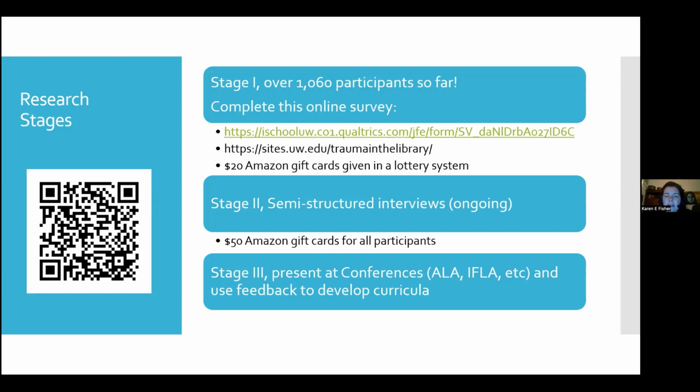The second stage is semi-structured interviews, and these are ongoing. You can volunteer for this through the survey, or you can just reach out to us. And we're giving all participants in the interviews a $50 Amazon gift card. The third stage has gone a little bit sideways. For this, we wanted to do presentations at conferences such as ALA, IFLA, WLA, there's many different conferences that we could attend. But of course, because of the pandemic, we have not been meeting in person, so instead we've been doing a lot of online conferences.